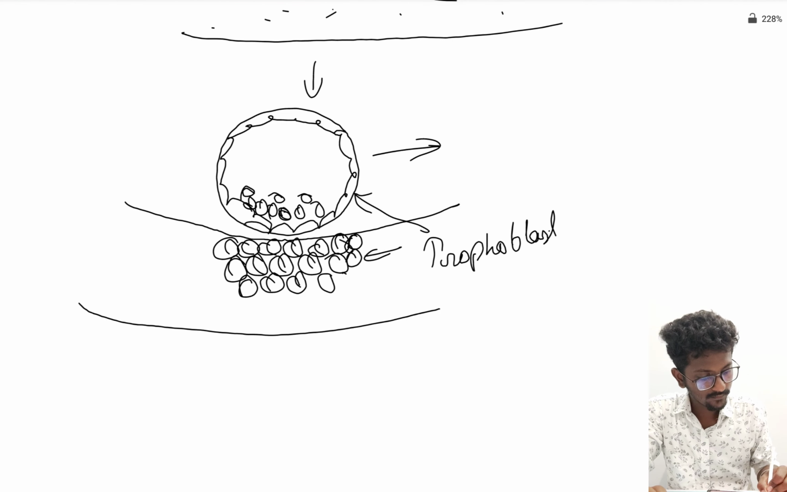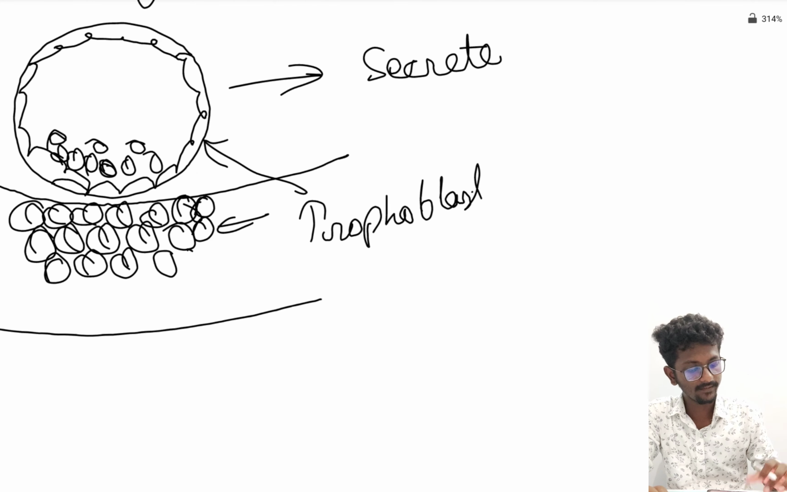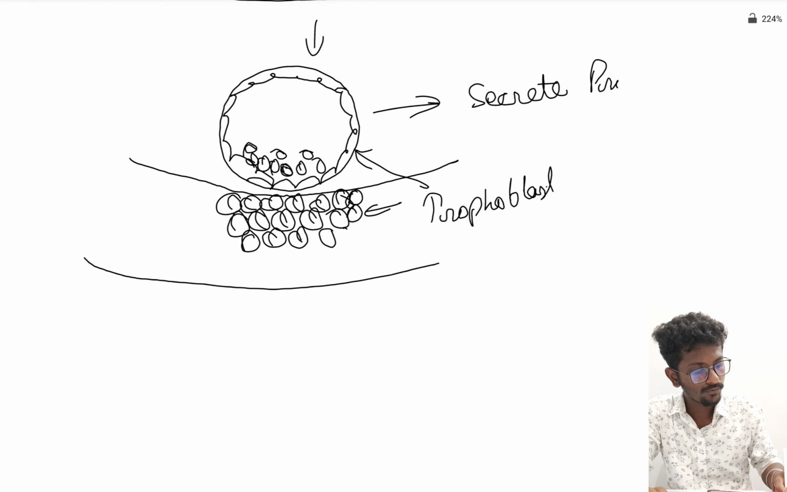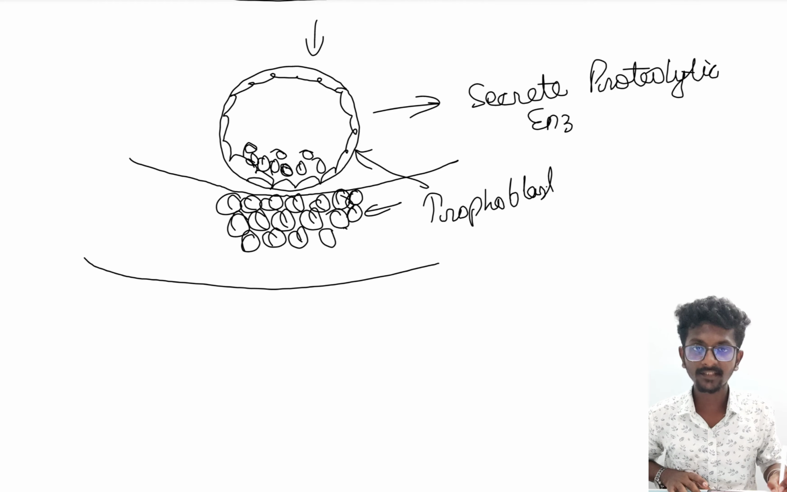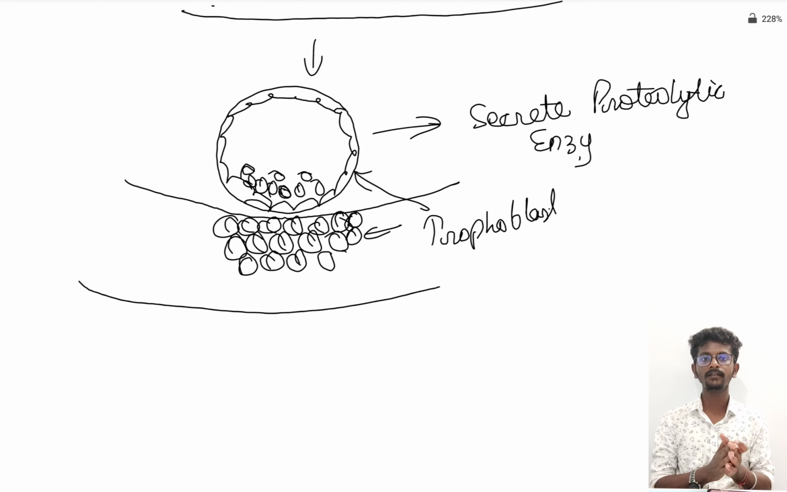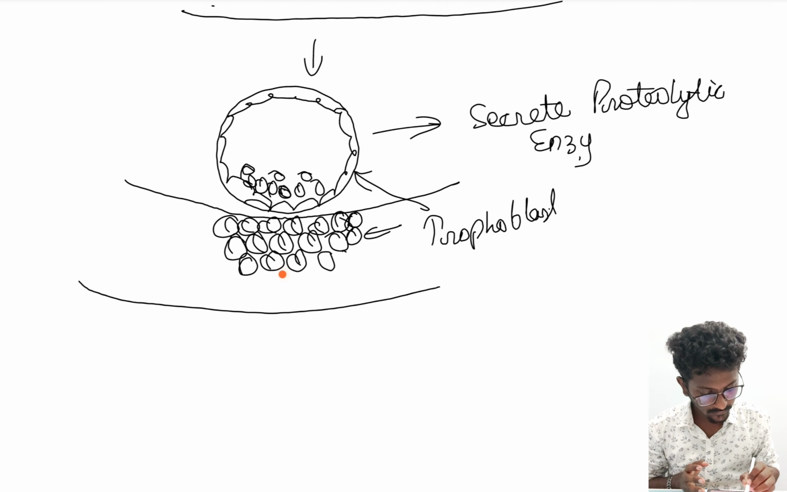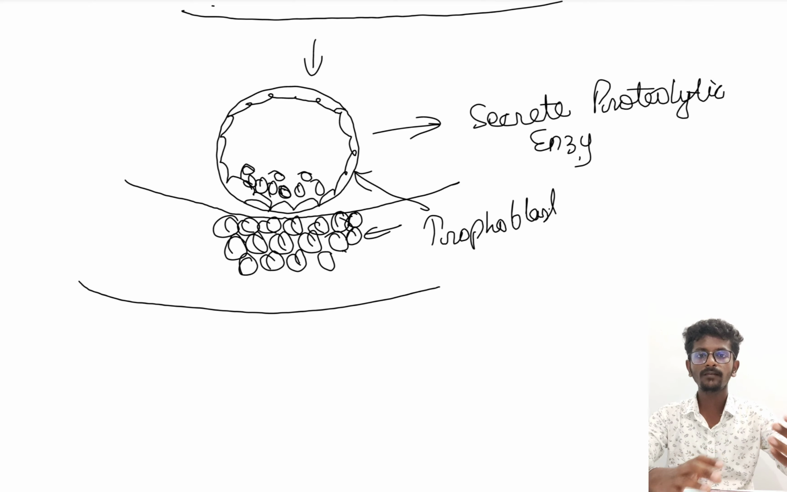The blastocyst will secrete some proteolytic enzymes, and because of the action of the proteolytic enzymes, what will happen? These trophoblastic cells will lose their cell membrane. So what will be remaining?